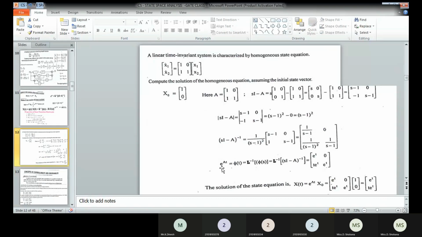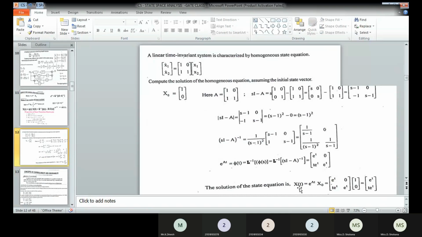Now we are going to take e power At. e power At is nothing but the inverse Laplace transform of (sI minus A) the whole inverse. If you apply the inverse Laplace, 1 divided by s minus 1 is nothing but e power t. Then 0, and 1 divided by (s minus 1) the whole square is t into e power t. And here 1 divided by s minus 1 is nothing but e power t. Okay, so this is how you have to determine the solution for this state equation. e power At is determined.